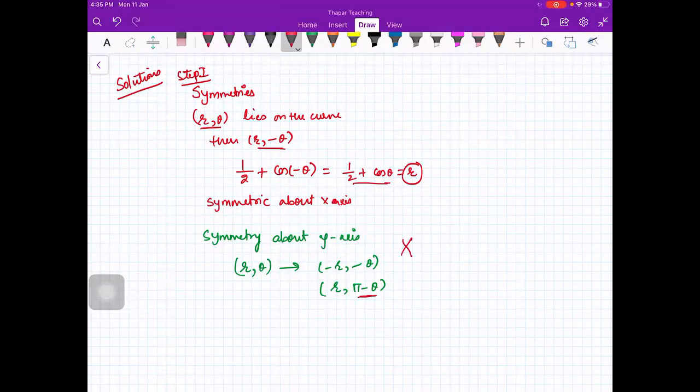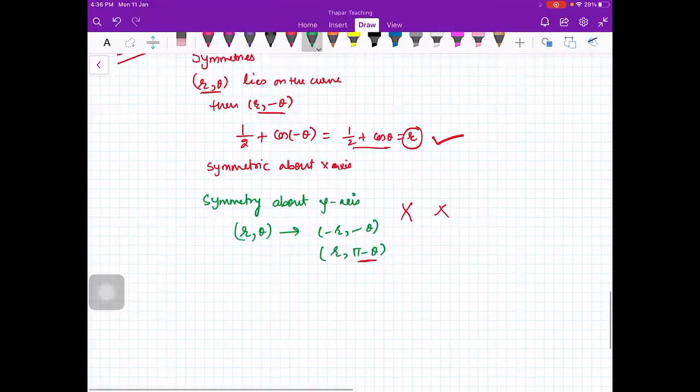No. I told you either there will be one symmetry or three symmetries. So now here you have one symmetry and the second symmetry is not there, so you don't need to check the third symmetry. So this curve is symmetric only about the x-axis. Is that clear to everybody? Symmetries is clear. So the first step is symmetries.